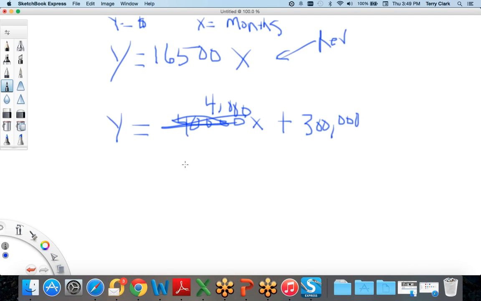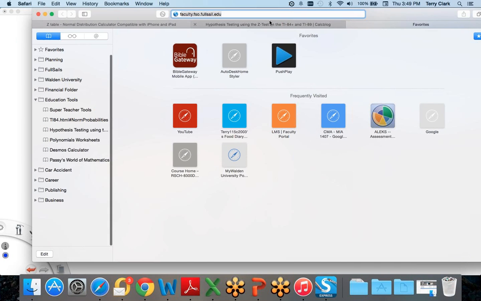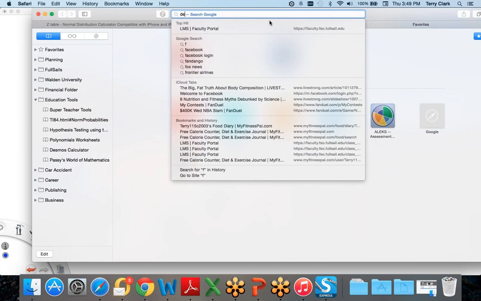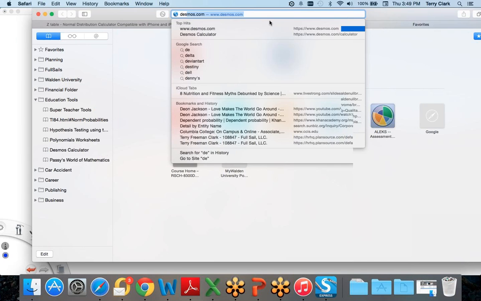Okay. So those are my functions right there. I've got 16,500 at X, and then I've got Y equals 4,000 X plus 300,000. Now I got to graph those and show my break-even point. I'm gonna use a program that I use all the time. It's called Desmos, and that way I can just plug them in without having to do all the math.